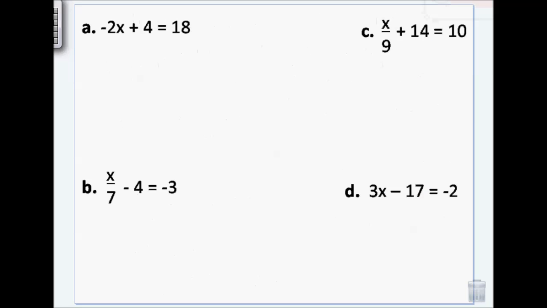So we've got some more multi-step equations. The first thing we need to do is add or subtract. So we're going to subtract 4 from both sides, which will leave us negative 2x is equal to 14. The next thing we do is divide by negative 2. So x equals negative 7.